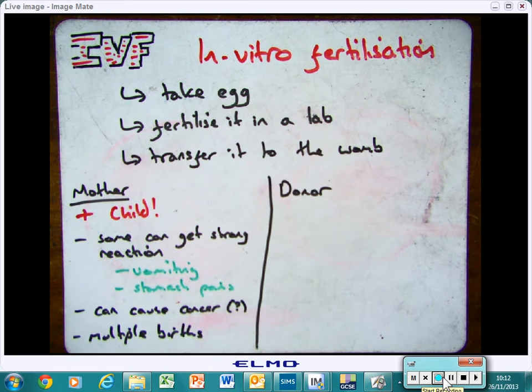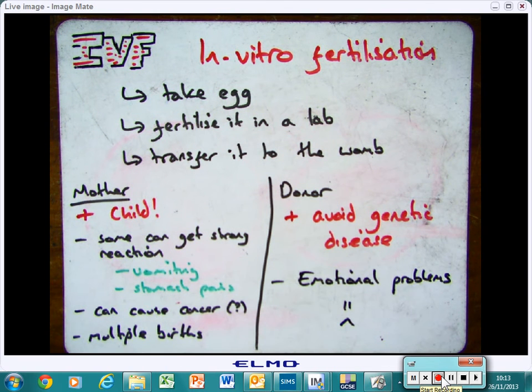Using a donor, so using an egg from a donor, is perfect if, say, the mother had a genetic disease and they wanted to avoid that. So they could use a different egg and avoid that genetic disease like cystic fibrosis. But the negatives are it can be emotionally difficult if you know that that's not actually your biological child, or the child knows that. It can cause some emotional problems.